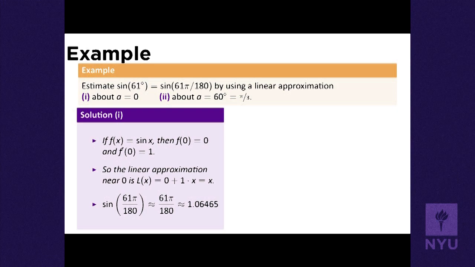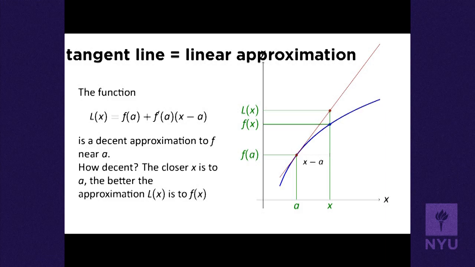Linear approximation to the function sine of x around the point a equals 0. Well, if I look back at the formula, which is here, I need to know f of 0, and I need to know f prime of 0.